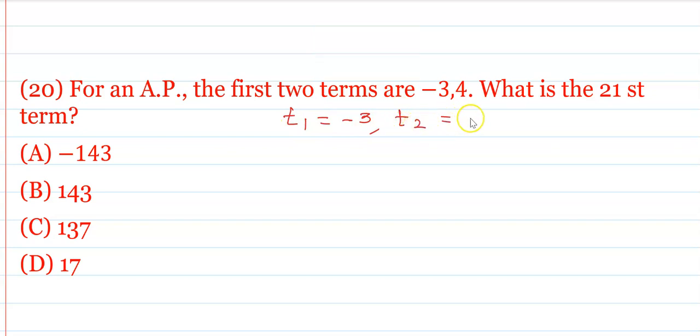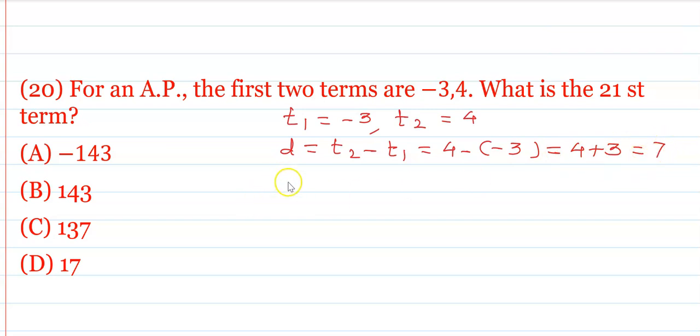T2 is equal to 4. आपल्याला D माहिती पाहिजे या ठिकाणी. D is T2 minus T1. T2 is 4 minus in bracket minus 3, and therefore you will get 4 plus 3, and that is equal to 7. D is 7 here. The value of D is equal to 7.